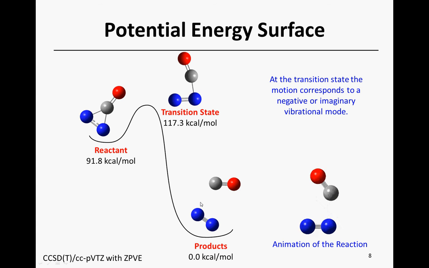We can get some cool insight into how this reaction goes, and I actually made an animation of the reaction over here showing that the carbon-nitrogen ring is not broken symmetrically. One carbon-nitrogen bond breaks before the other carbon-nitrogen bond, and the CO sort of pops off as it slides to the side. This is a cool bit of insight you can get from computational chemistry.